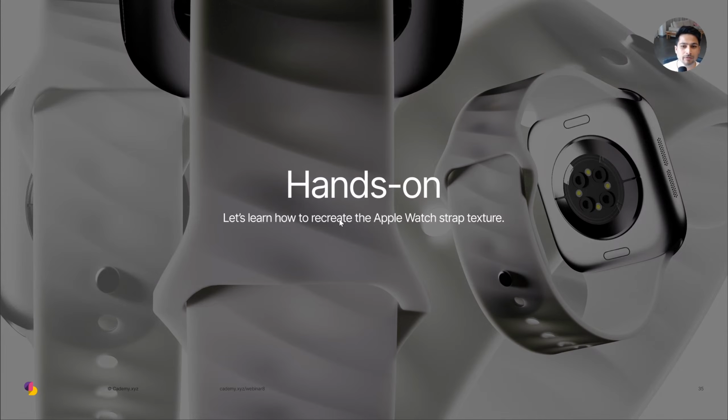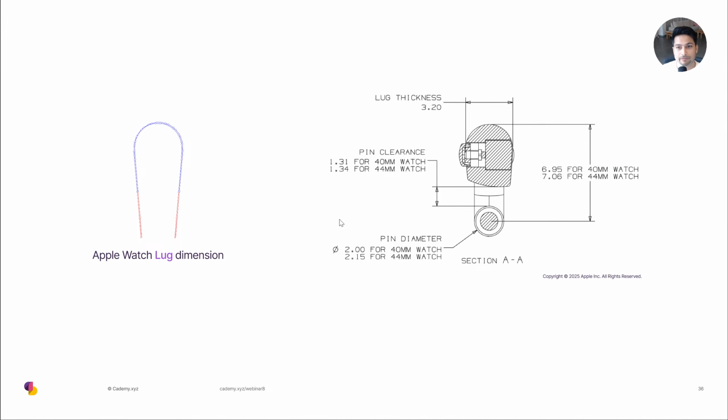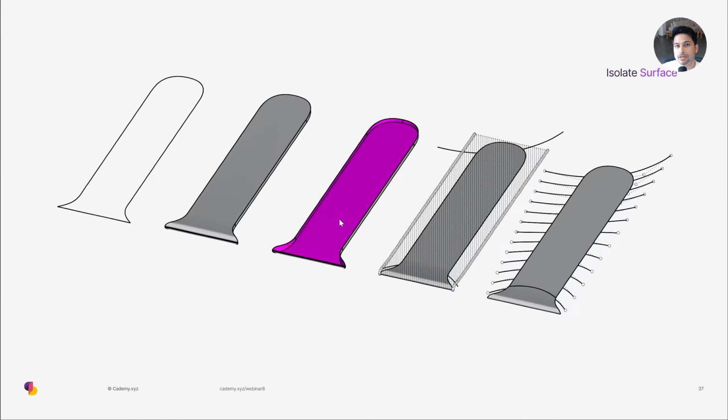So now we will see a hands-on example to recreate this texture using Rhino and Grasshopper. Okay, so I will be providing you this lug shape, which I have downloaded from the official web page. So that dimension remains the same irrespective of the Apple Watch you use. It's just that the cross section is something you can modify based on what is the size of the Apple Watch. Okay, so I will be providing you with the curves.